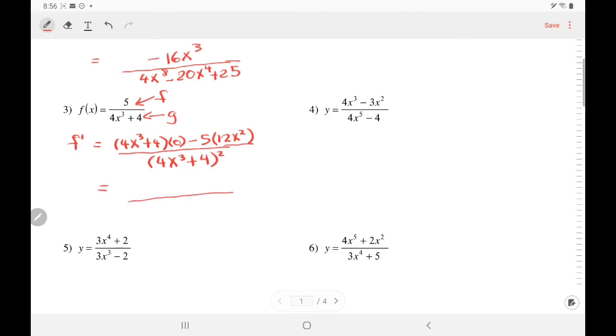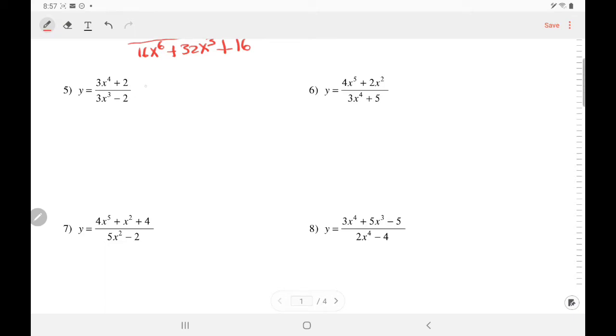As I said before, you sometimes are allowed to leave your denominator in that form, or if you want to expand it, you square the 4 to get 16, square the x cubed to get x to the 6th. The middle term, you multiply 4 and 4, it's 16, and double it is 32. Don't forget the x cubed. And square the 4 is 16. Simplifying the numerator, multiplying by 0 is gone. Distribute that, so negative 5 times 12 is negative 60x squared.